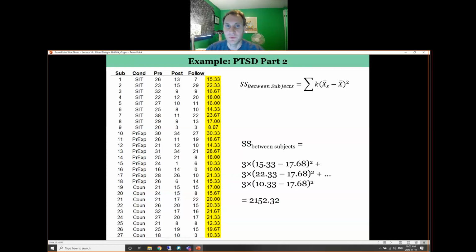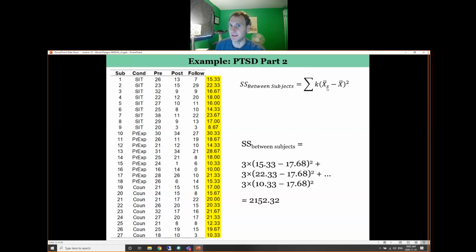Next, we can compute the between subjects sums of squares, which is the same as we did for the repeated measures ANOVA. We have to find each participant's subject mean. So participant 1, their mean was 15.33. I take the average of these 3 values. Participant 2, their mean was 22.33. Again, it's the mean of their 3 observations, and so forth. I can do that for everyone.